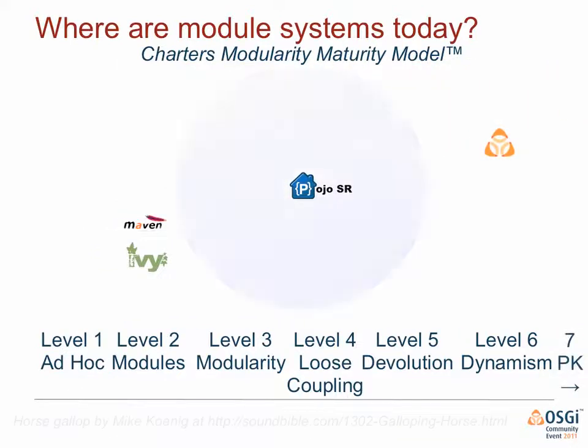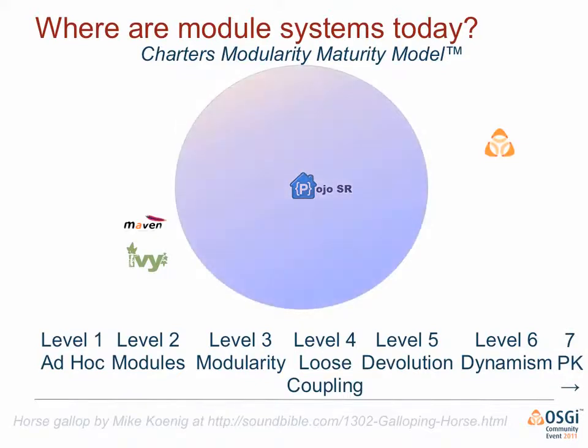So roughly speaking, the common build tools of Maven and Ivy are really level 2 modules. They refer to artifacts by name and version. On the right hand side of the screen, we've got OSGi, which provides the full dynamism stack. And we've got a tool called POJO SR, which kind of fits into the middle of this. POJO SR is a Java library that allows you to run code in a modular way, but still be able to take advantage of services to pull things together.